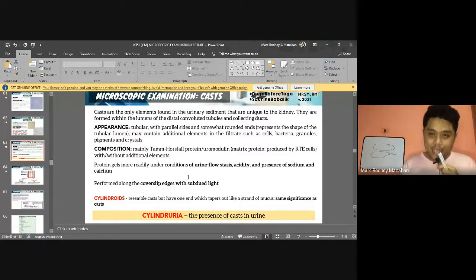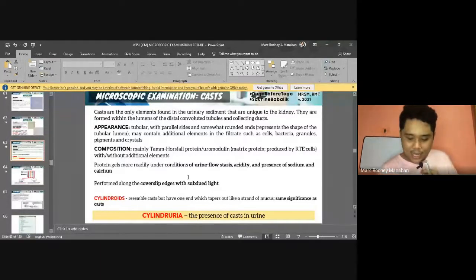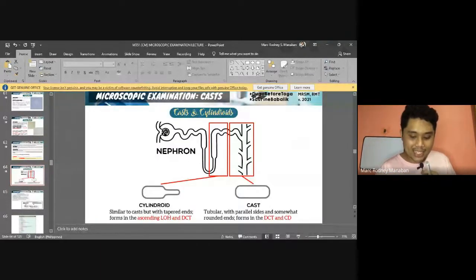And it is believed that your cylindroids are actually casts that did not form completely because of lack of time. So cylindroids, again, are incomplete casts. They did not form completely because of insufficient time. Therefore, the presence of casts in your urine is termed cylindruria. Alright, take note of that. Cylindruria. Okay. Next, you have again where you find the different casts and cylindroids.